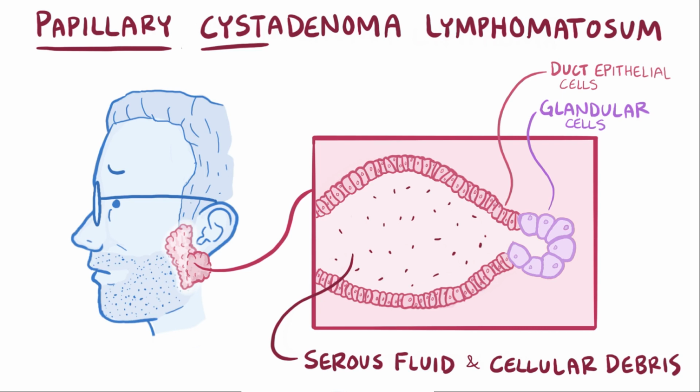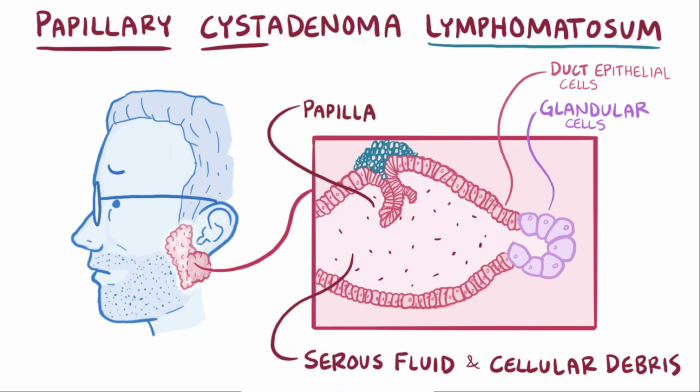Papillary refers to the fact that the layer of epithelial cells starts to fold into the duct, which forms a finger-like projection called a papilla. Finally, lymphomatosum refers to the fact that the epithelial layer gets infiltrated by lymphocytes, which organize themselves into what look like germinal centers, which is something you'd expect to find if you looked at a cross-section of a lymph node.